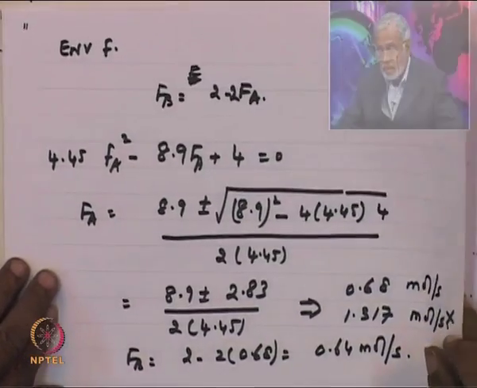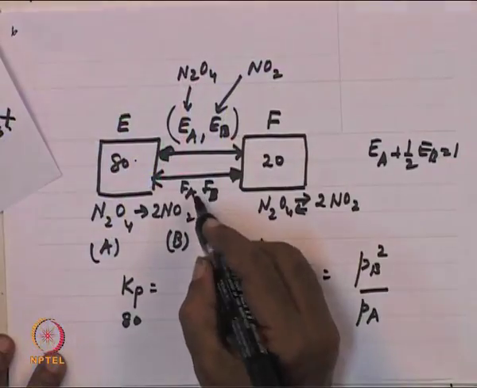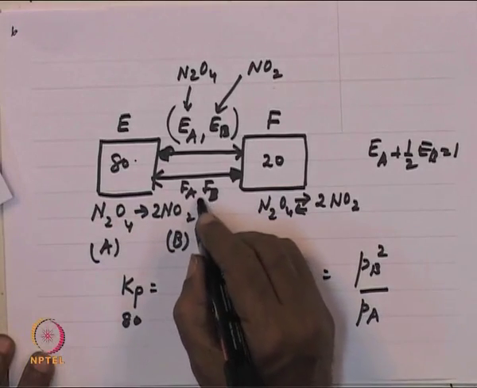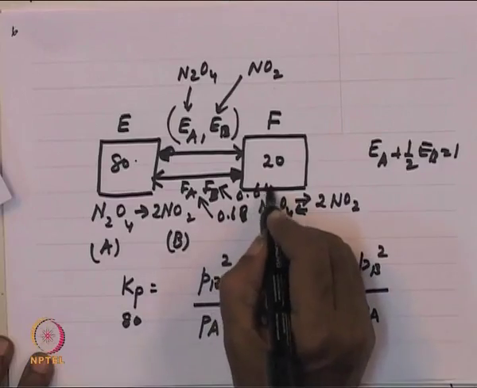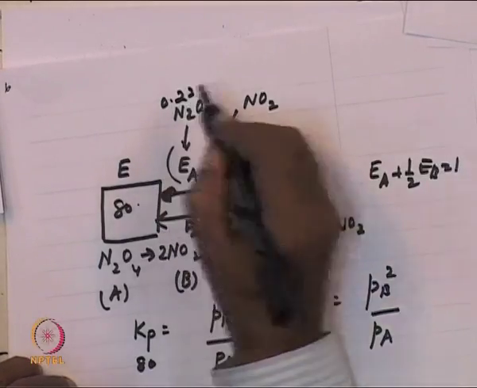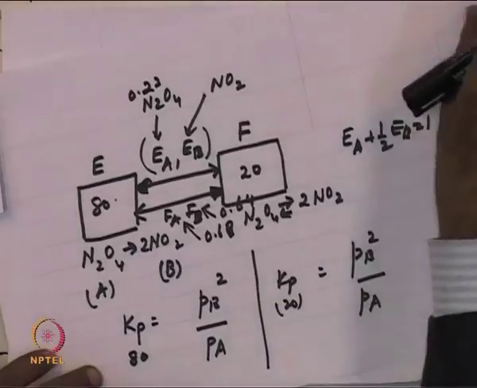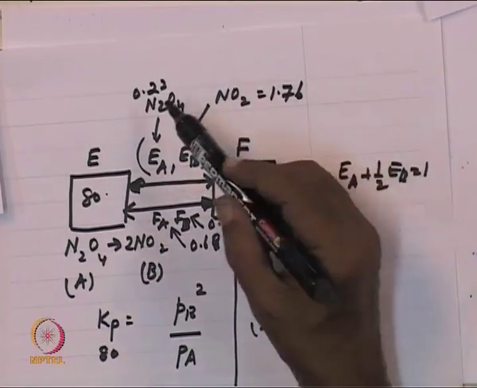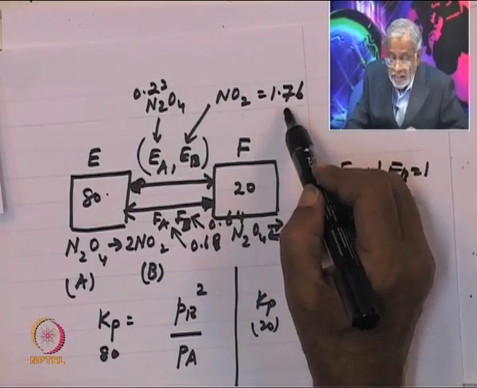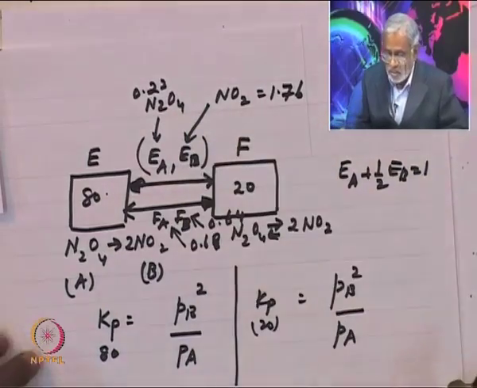So, what we have done is that by setting out the equations under equilibria, we have been able to determine the value of EA and EB. Let us just look at our system once again, so that we understand what we are doing. Based on the thermodynamics of the system we have FA and FB: FA is 0.68, FB is 0.64. And EA is 0.23 and EB is 1.76. So, you can add up the two, Ea plus Eb. If you divide this by 2, it is 0.88 and it comes out to about 1. It is some calculation mistake, therefore, it does not exactly come to 1.